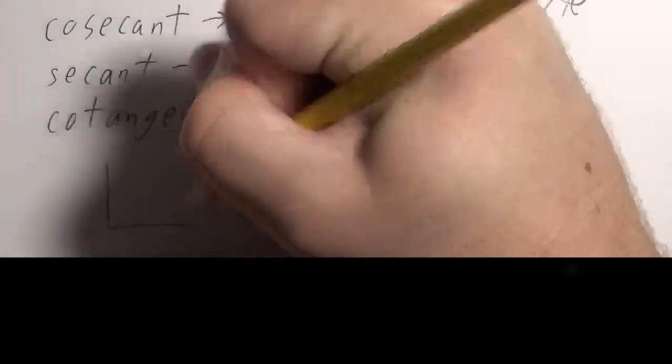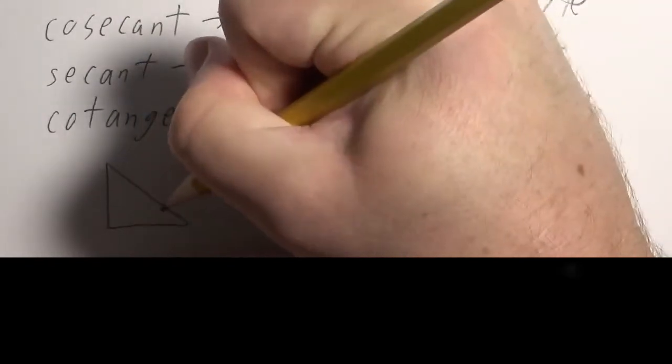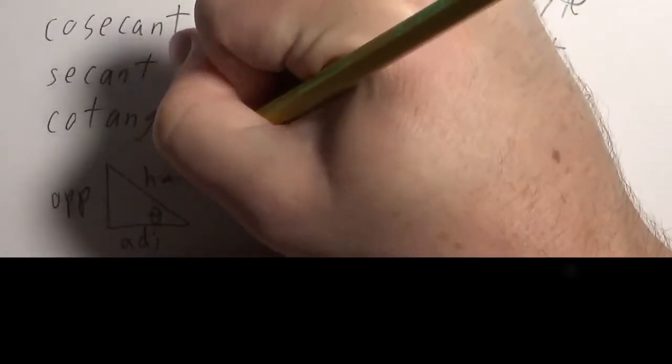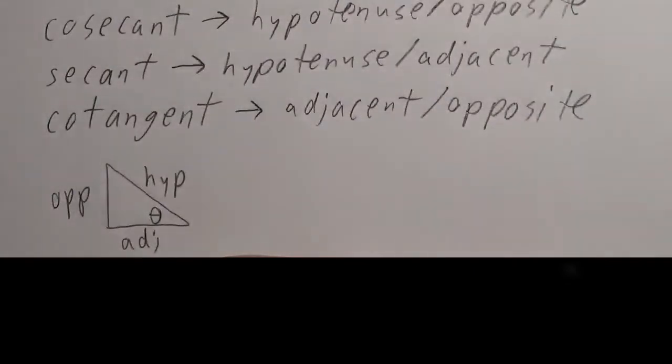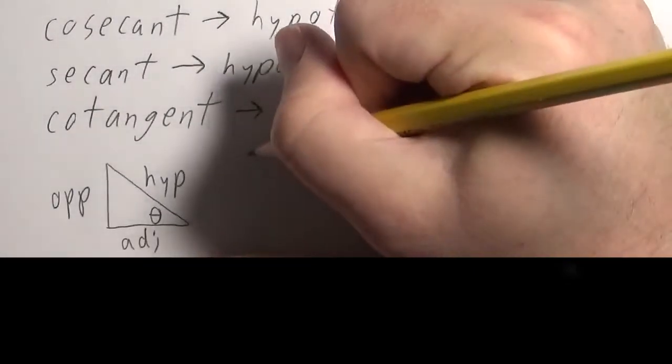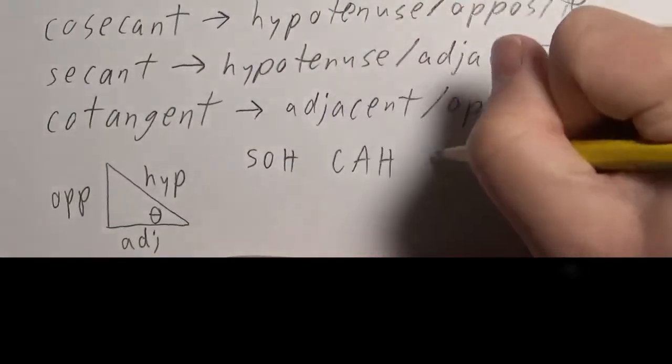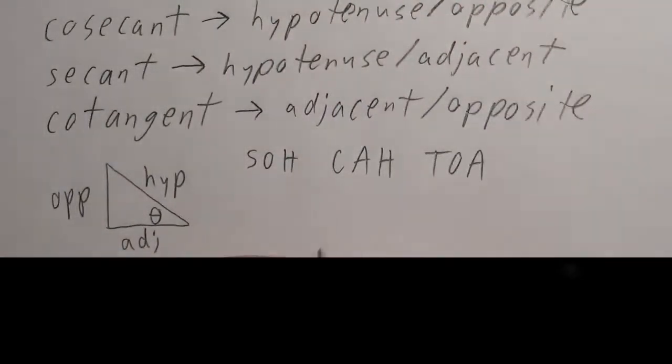So if we consider a triangle, it's got an angle. This is the opposite side. This is the adjacent side. And that's the hypotenuse side. SOHCAHTOA means that sine is opposite over hypotenuse.